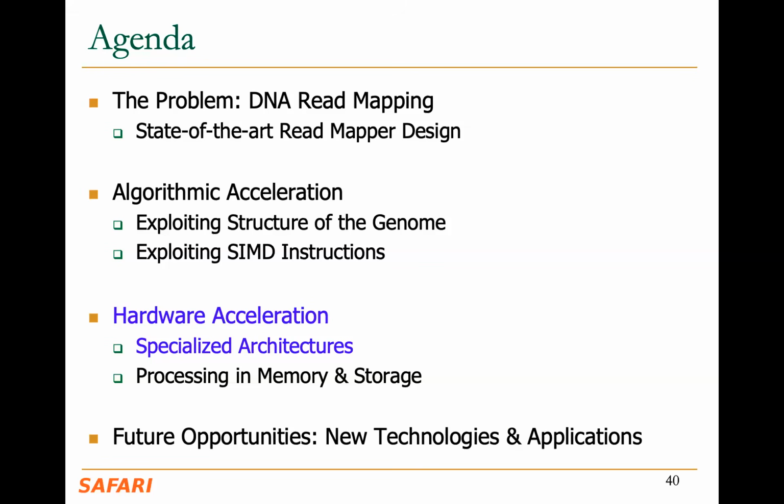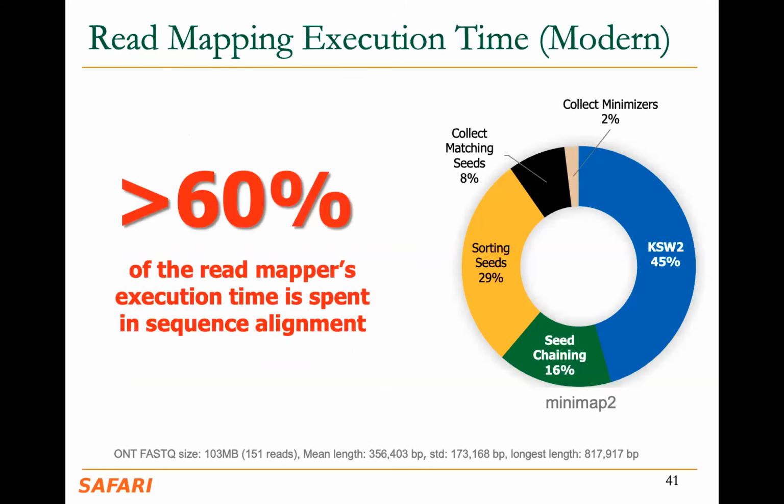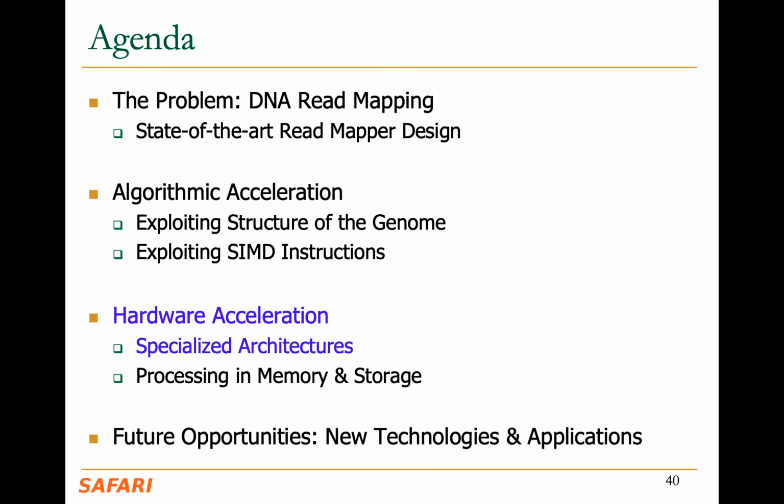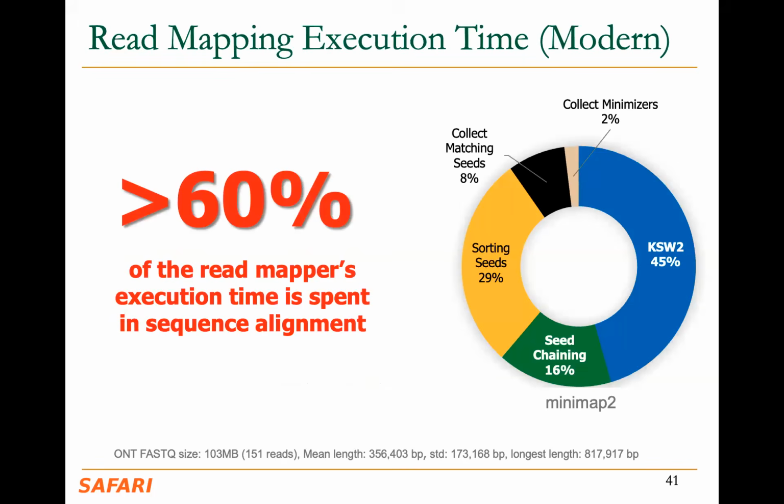Now, okay, after all of this, let me jump into some approaches that we've been looking at. So essentially, I'm going to talk about specialized architectures, and then if we have time, we'll talk about processing in memory and storage as well. But if you look at read mapping, one of the things that you need to do is to analyze where the cycles are spent. And when we were doing these studies initially, this number was much larger. And now the number is becoming smaller. But most of the time of a read mapper is spent on sequence alignment. And we wanted to get rid of that essentially.